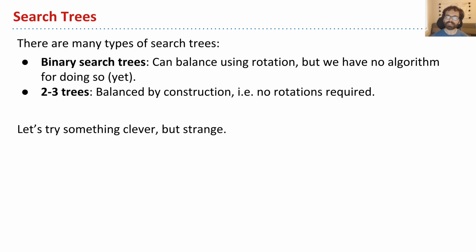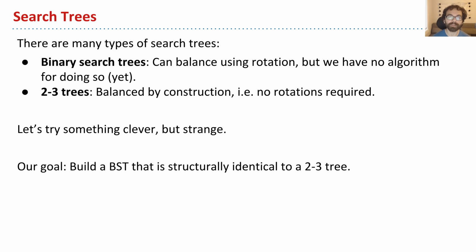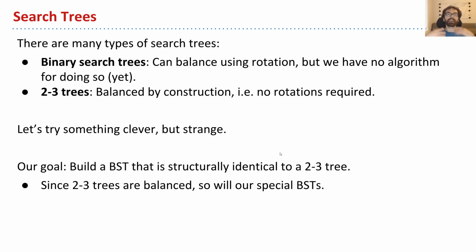So what we're going to do is something kind of strange. We are going to try and build a binary search tree that is structurally identical to a 2-3 tree. Now, I haven't defined exactly what I mean by structurally identical, but it should be a binary search tree that represents or is in some way structurally identical to a 2-3 tree. And in so doing, because 2-3 trees are balanced by construction, so too will our special binary search trees. Okay, so we're going to copy the behavior of a 2-3 tree, and if we could just do that somehow as a binary search tree, well, then we will get balance for free.